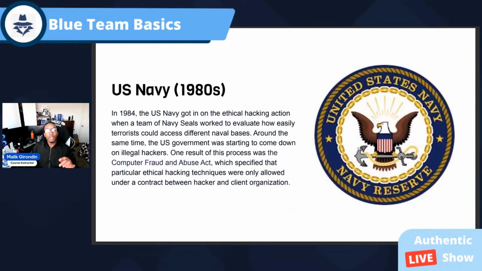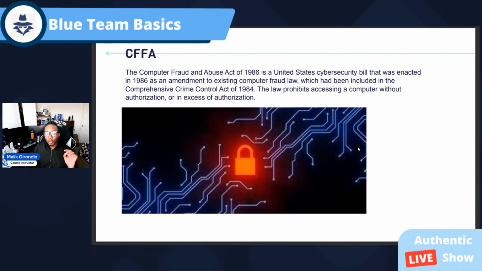So do I have a slide on that? I do. So we're going to talk about the Computer Fraud and Abuse Act. The Computer Fraud and Abuse Act of 1986 is a United States cybersecurity bill that was enacted in 1986 as an amendment to an existing computer fraud law, which had been included into the Comprehensive Crime Control Act of 1984. The law prohibits accessing a computer without authorization or in excess of authorization.